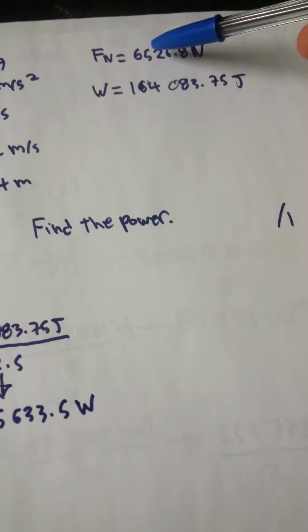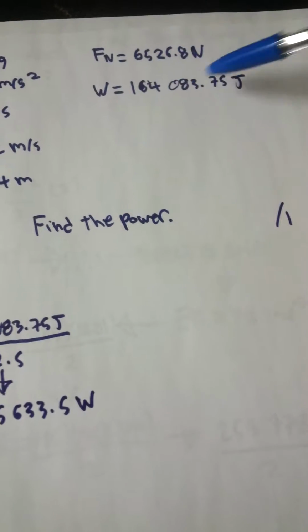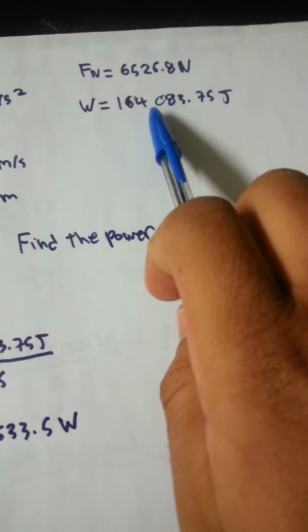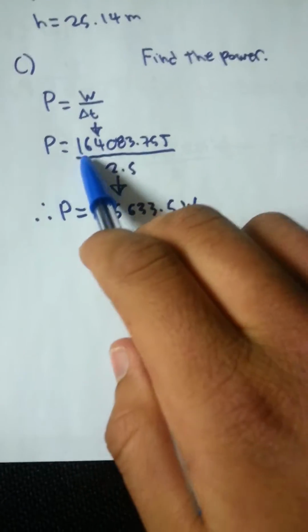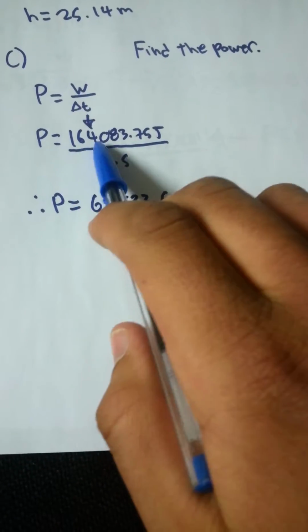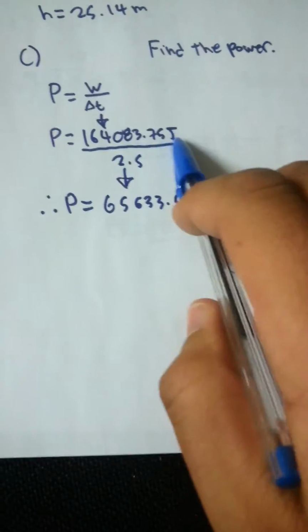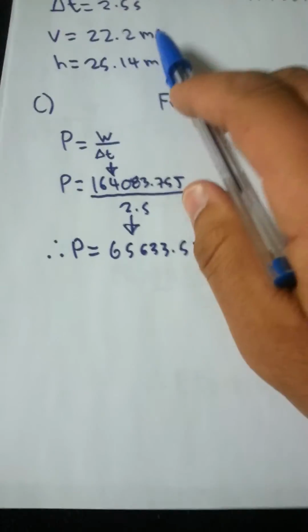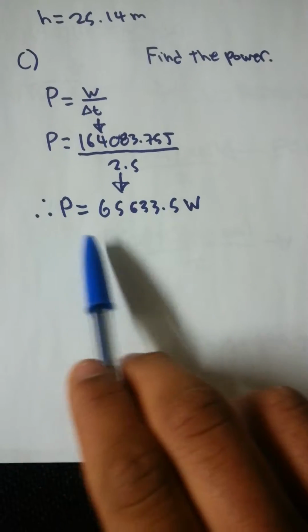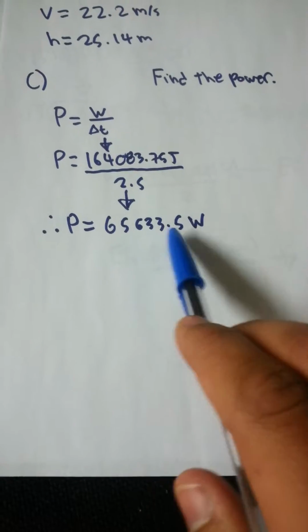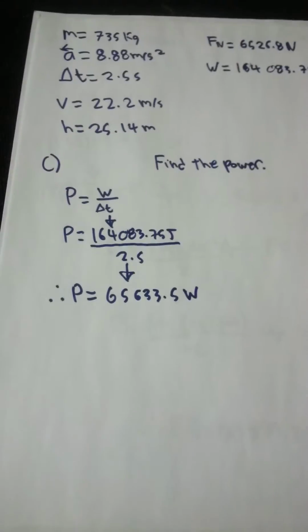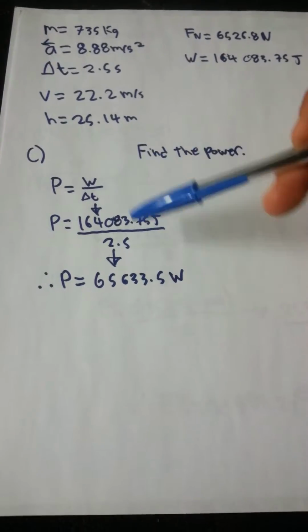Normal force is 6,526.8 newtons. And work done is 164,083.75 joules. Alright, now we've got to find the power. So power equals work divided by time. So 164,083.75 joules divided by 2.5, which is the time, which we have right here. And so therefore power equals 65,633.5 watts. Easy enough. One step, you just take the formula, plug it in, get your answer. Done. So that's the power, C.